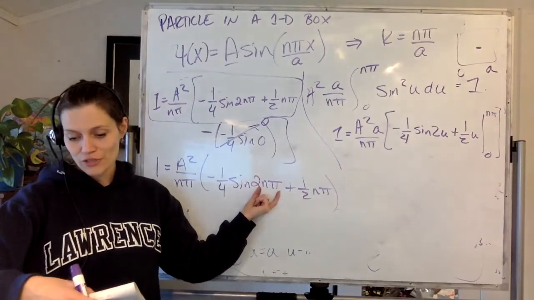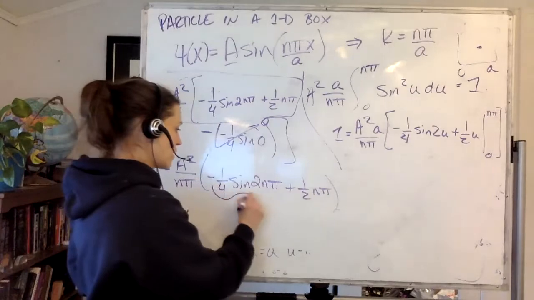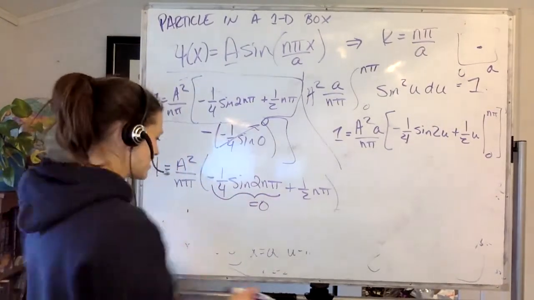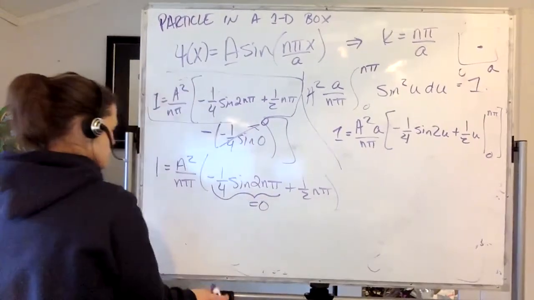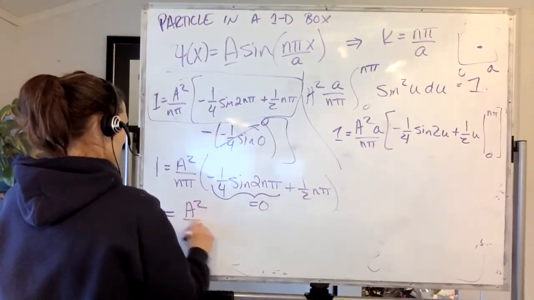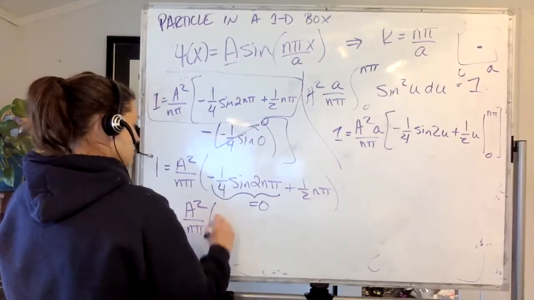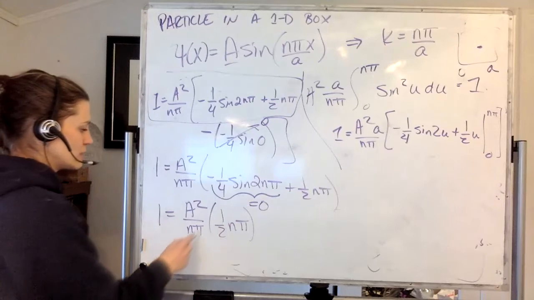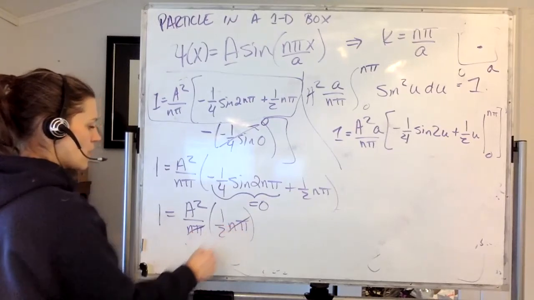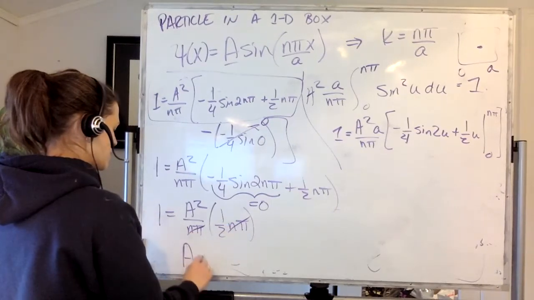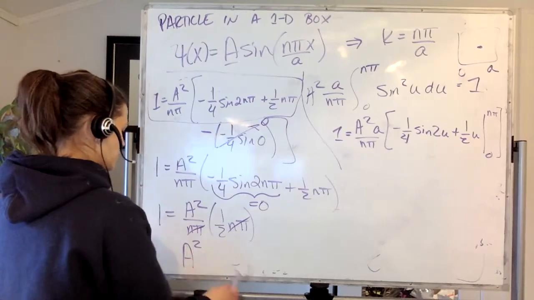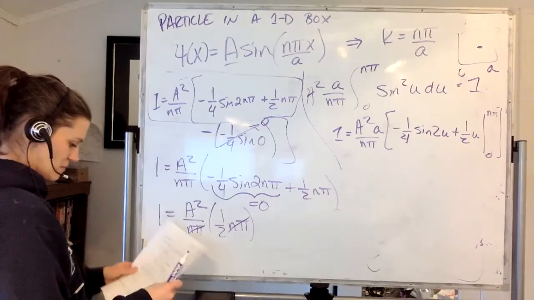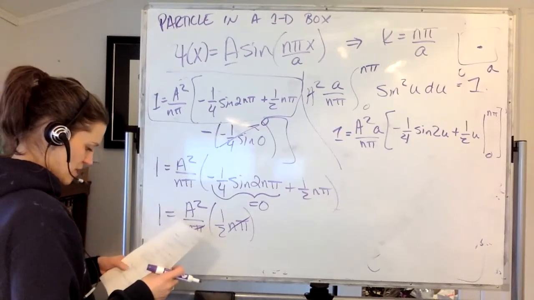So some integer multiple of pi. So this whole thing goes to 0. Lovely. And if that's the case, I'm left with 1 equals A squared over n pi times 1/2 n pi. Oh, how glorious! Wait, what? So A squared, oops. I think I'm missing something. Nope, my n pi's cancel.